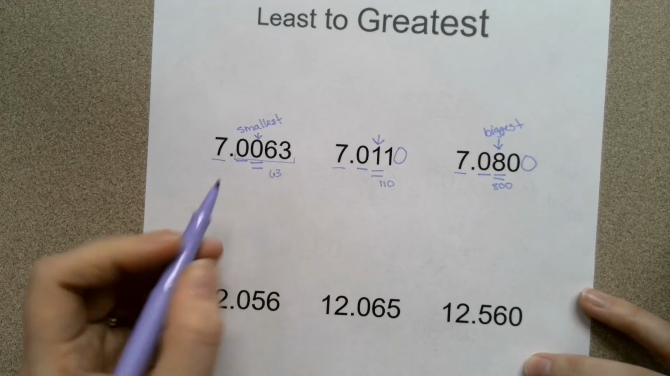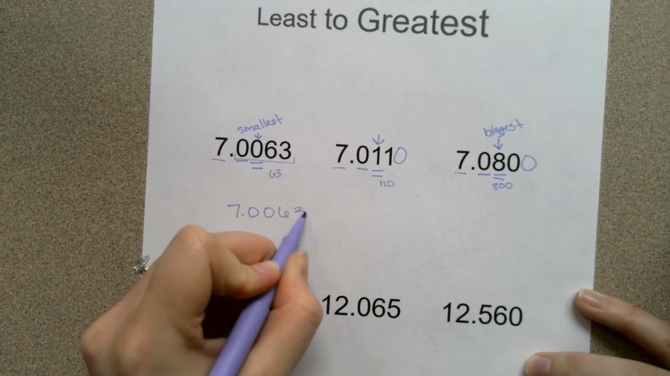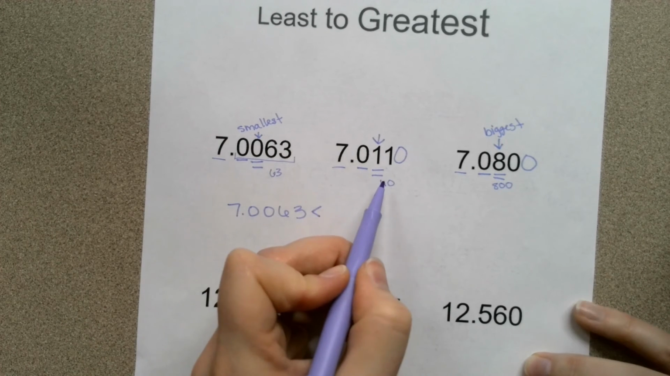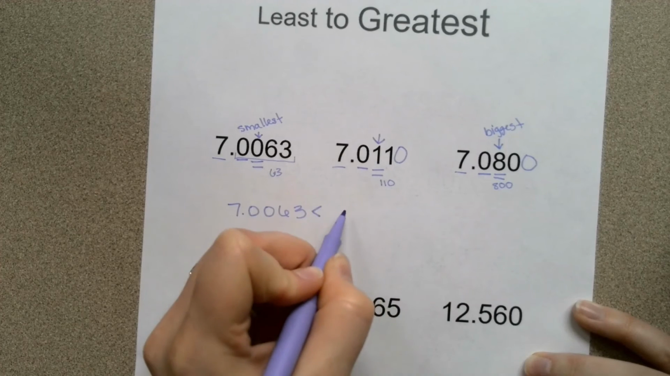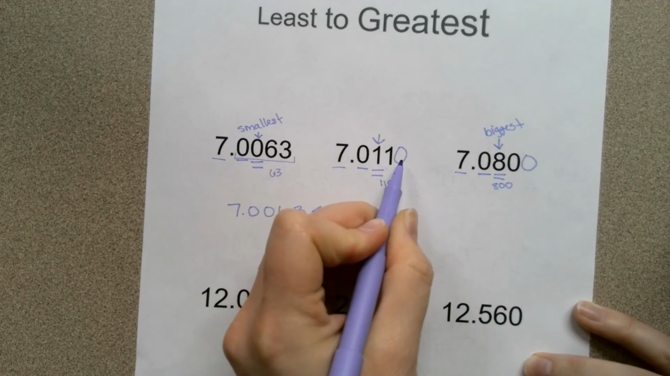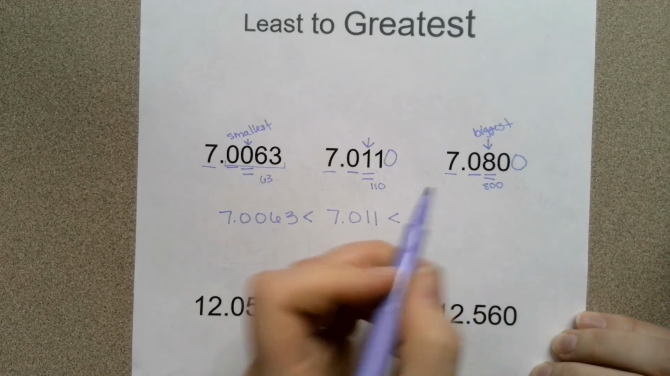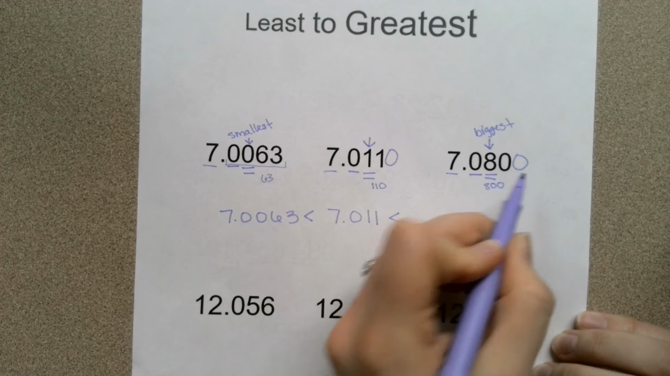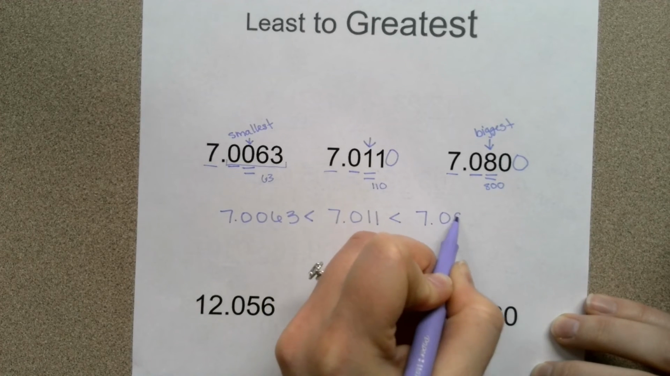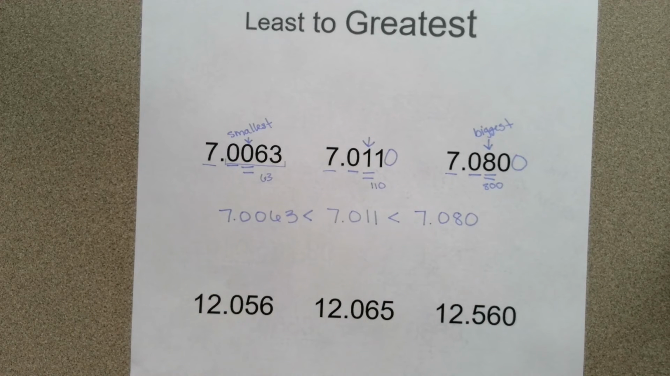We know that 63 is the smallest, so that's the first full number that we write, using the less than symbol, followed by our middle number, 7 and 11 hundredths. We don't need to write that 0, but we could. It's still the same value, which is less than our greatest value, the 800. So we have 7 and 80 thousandths as our greatest one.